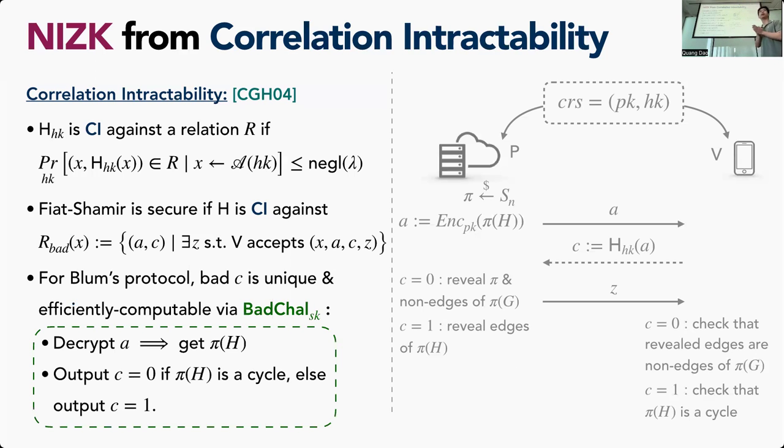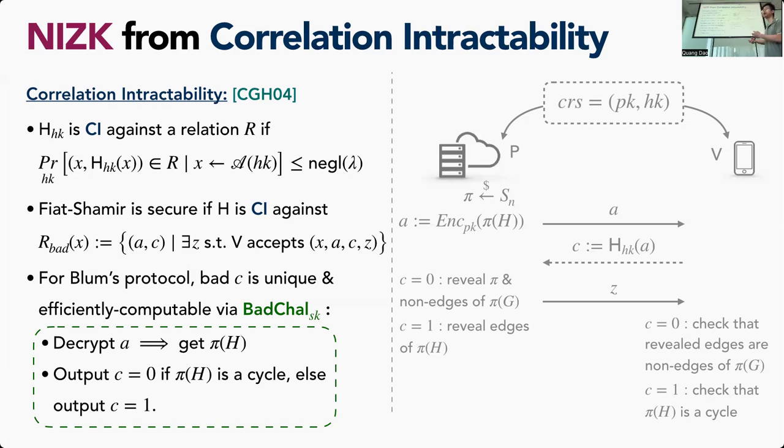Okay. And then here's the reason why I chose this protocol. The reason is that this protocol has a unique bad challenge. So this relation, for every A, there is only one C. And it's even efficiently computable given the private key, or the secret key, for the encryption scheme.